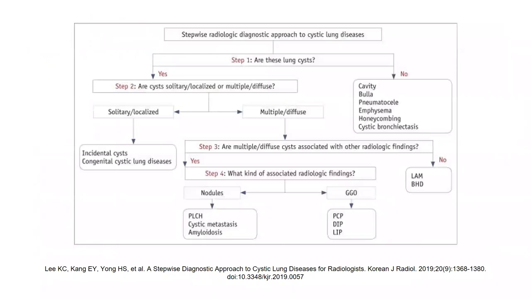So this kind of flowchart or algorithm goes over how most radiologists would approach imaging. The first thing they're going to say is step one, is this actually a lung cyst? If it's not a lung cyst, then you're looking for mimickers. Your mimickers would be a cavitary lesion, bulla, pneumatocele, emphysema, honeycombing, cystic bronchiectasis.